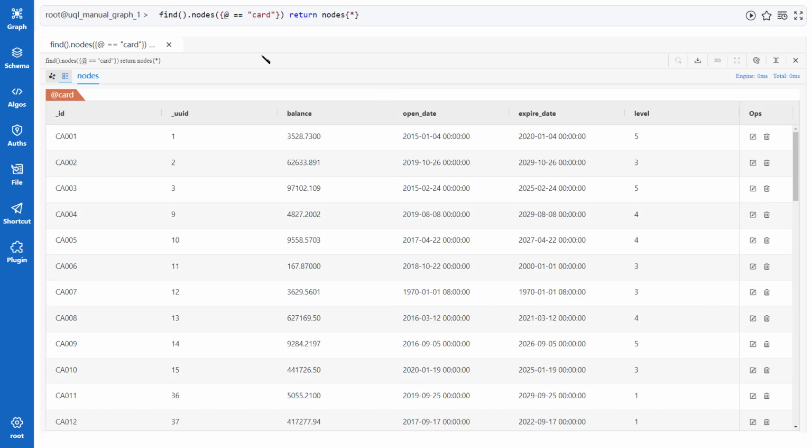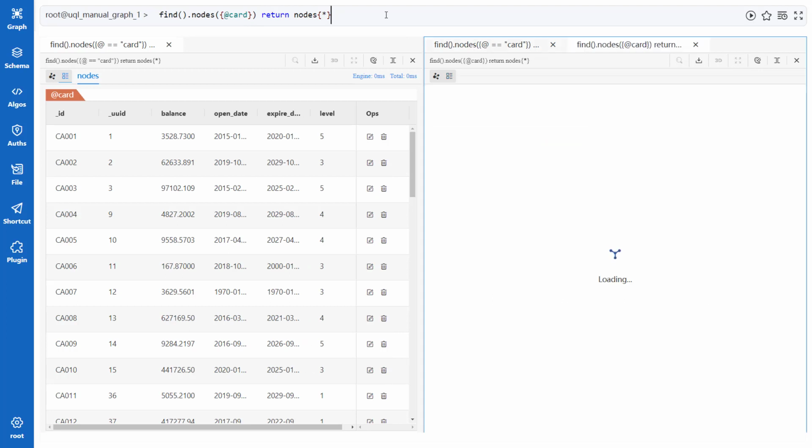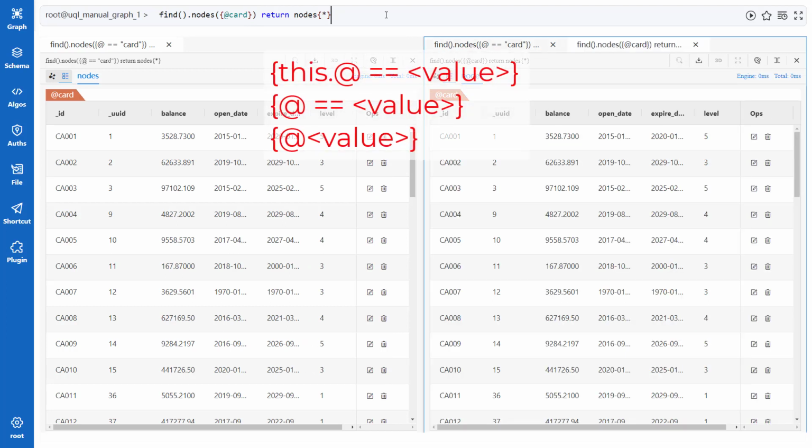The symbol @ is also a unary conditional operator known as the schema checker, to judge whether the schema of the current metadata equals a specified value by attaching the value right behind, like this. These three expressions are equivalent.